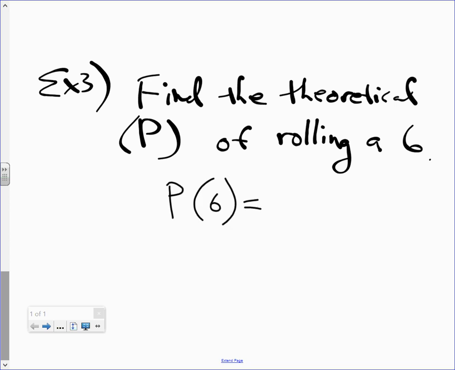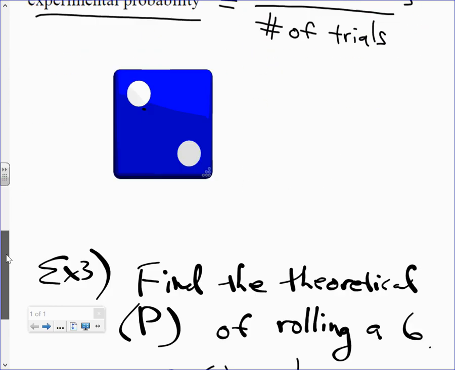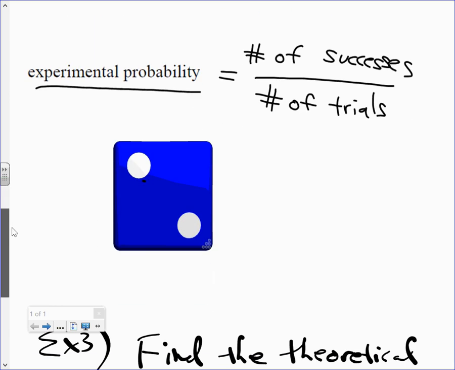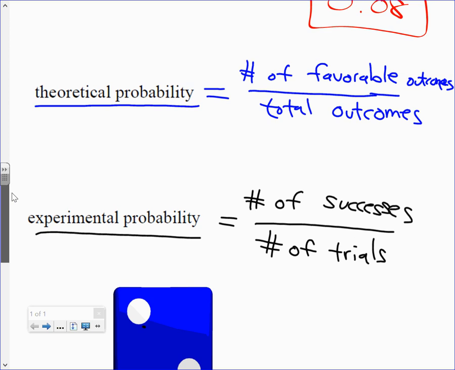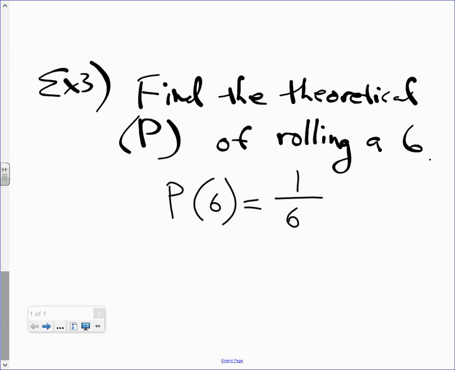Okay, probability of a 6 is 1, one side. The denominator is 6. The total outcomes, you see the total outcomes of theoretical probability, there's 6 sides to the die, so it's 1 out of 6. Let me turn that into a decimal. 1 divided by 6.